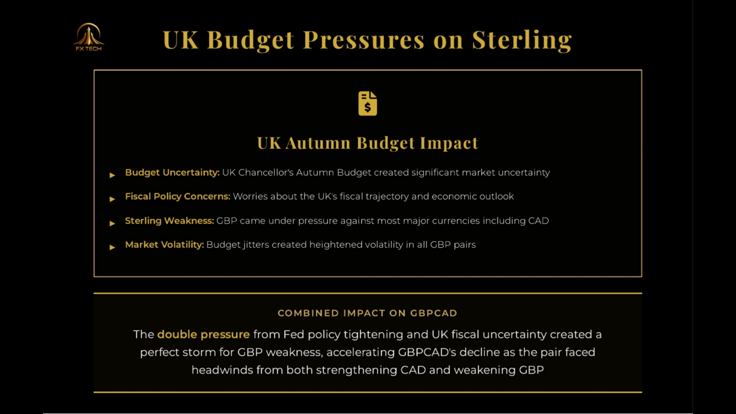The double pressure from both Fed policy tightening and UK fiscal uncertainty created a perfect storm for GBP weakness, accelerating GBPCAD's decline as the pair faced headwinds from both a strengthening Canadian dollar and a weakening British pound simultaneously.